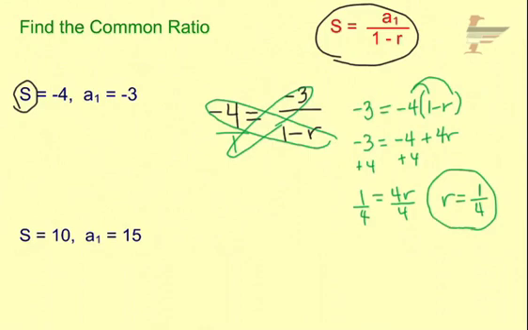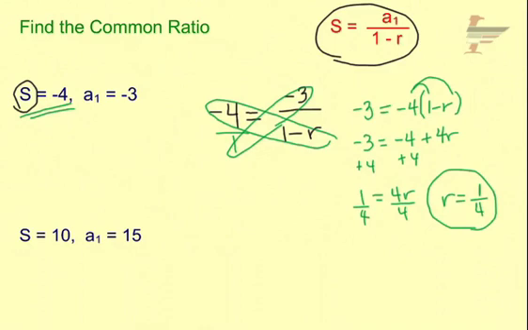Now we will get fractions back on these. Remember, if a sum exists, if you're actually given a sum, then that means the absolute value of your ratio is less than 1. So you're going to get positive or negative fractions like that one. So there's our common ratio.